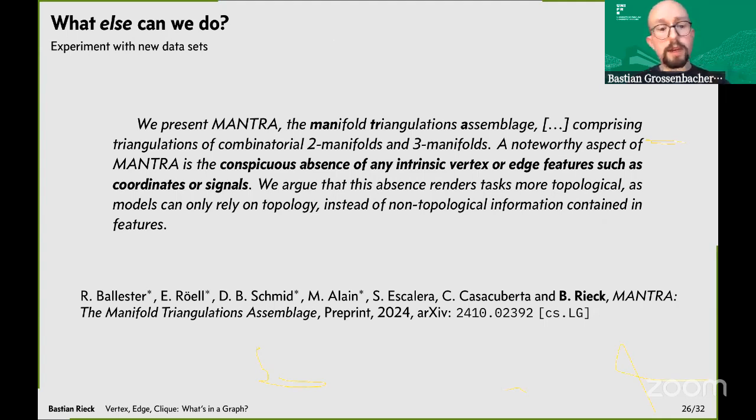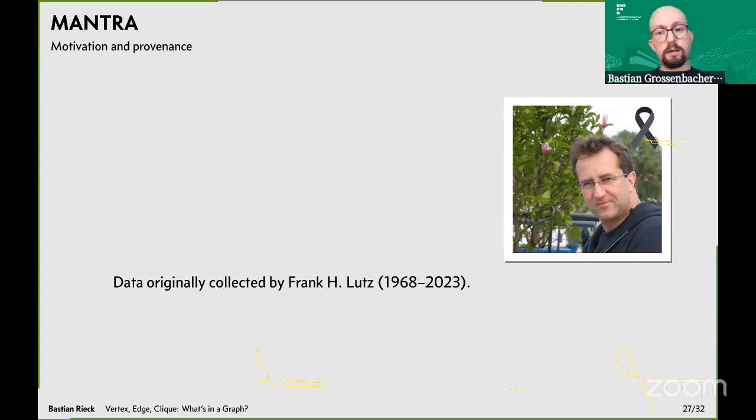We have a preprint out on Mantra, the manifold triangulations assemblage, which comprises triangulations of combinatorial 2 manifolds and 3 manifolds. What we wrote in this paper is that a noteworthy aspect of Mantra is the conspicuous absence of any intrinsic vertex or edge features, such as coordinates or signals. We argue that this absence renders tasks more topological, as models can only rely on topology instead of non-topological information contained in the features. So in a sense, this is what makes it very, very hard to learn certain tasks. We don't need to go too much into the details of the tasks that we can address with this, but I want to give you an idea of the motivation of the provenance.